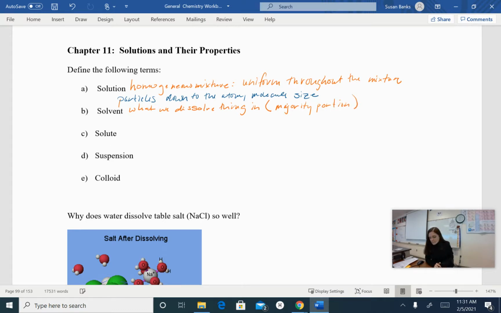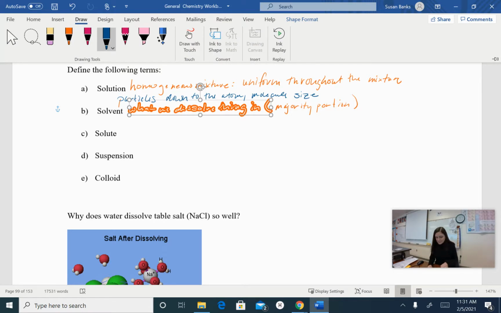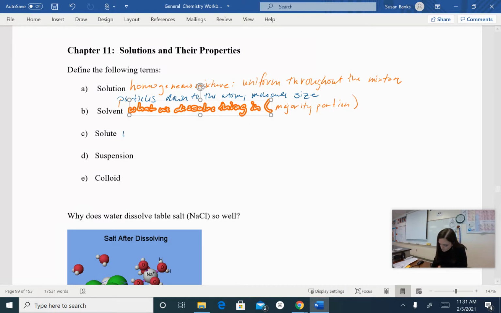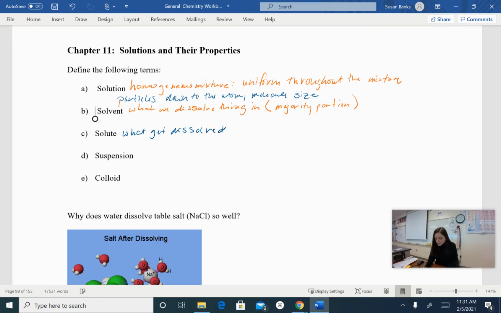Okay? Now, solute is kind of the opposite of that. Okay? So solute is what gets dissolved. So in my example of sugar water, sugar would be the solute. Water, of course, is the solvent. So solute is always, when we are talking about a solution, the minority portion, or the smaller portion of that mixture.